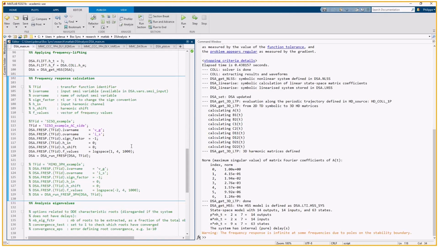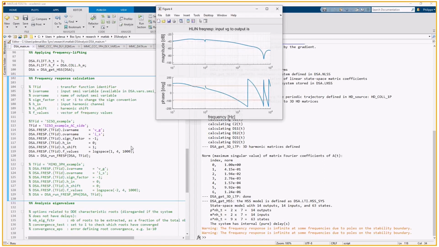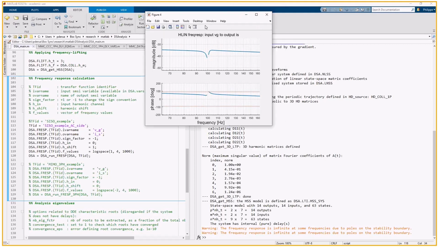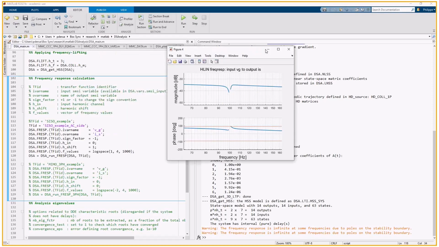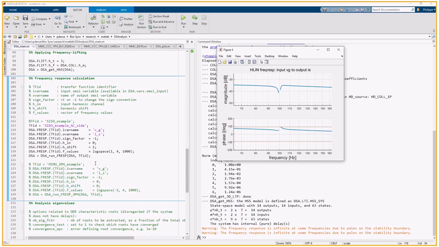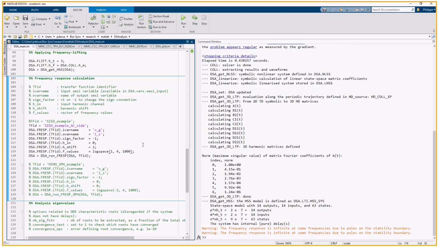If I want to obtain the +1 shift transfer function, I just do this, and there it is. I see that its magnitude is much smaller, but at some point you may want to analyze these responses. Matlab tells that the frequency response is infinite at some frequencies due to poles on the stability boundary. Indeed, there is a resonance at 100 Hz. So if I evaluate it exactly at 100 Hz, it is equal to infinity in theory, and so it doesn't calculate properly. There are easy ways to go around that.